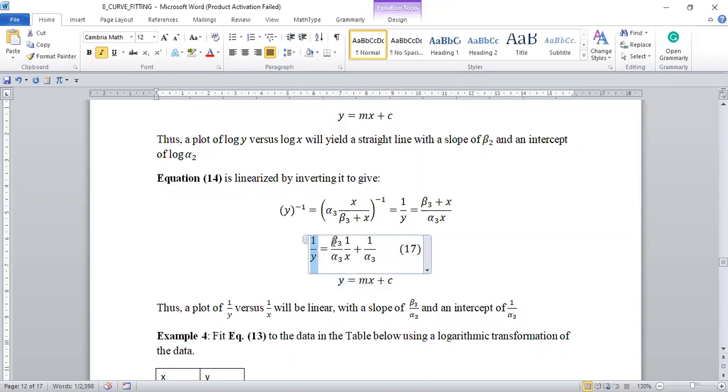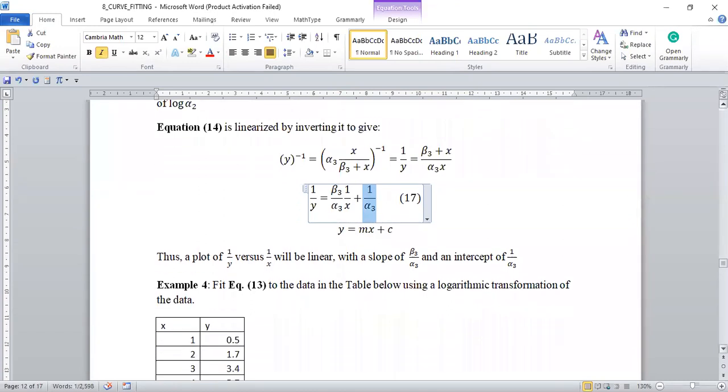Then in place of m, you have this. Then in place of c, you have this. So this is the strategy that will be employed in linearizing nonlinear models. So we'll move to the next example.